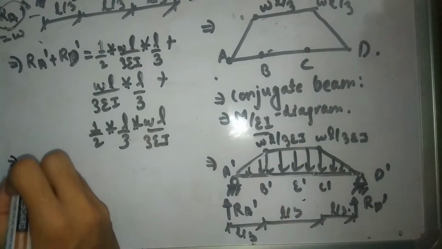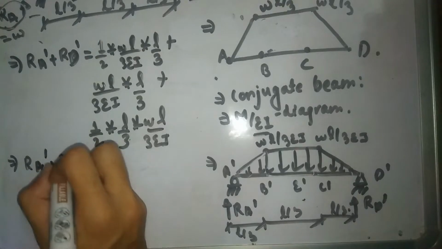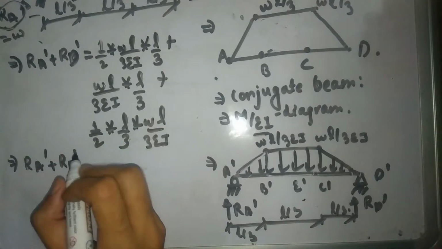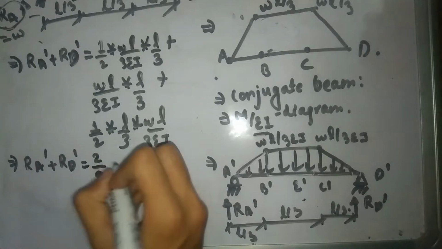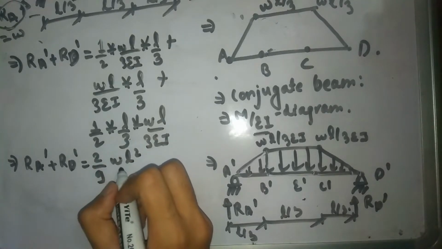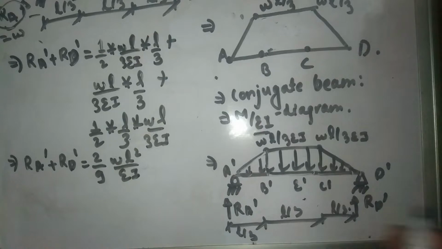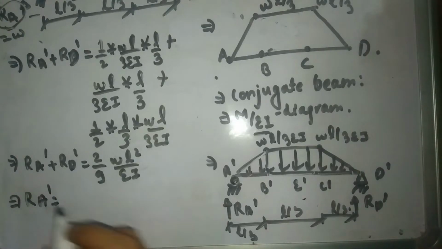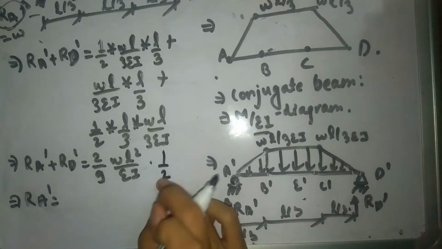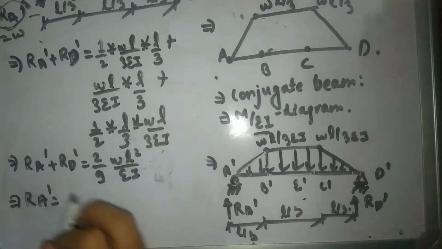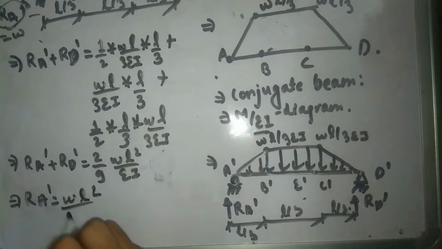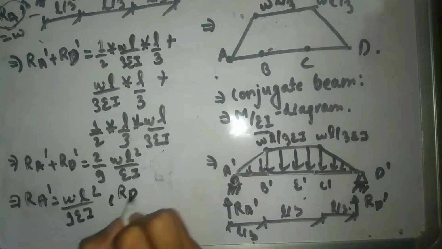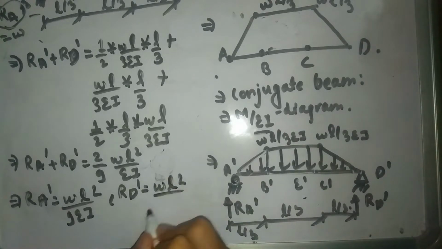So on solving this, I'm going to get RA dash plus RD dash equals 2 by 9 WL square by EI. So as I explained before, for this simply supported case, the reaction is going to get halved. So simply RA dash will be equal to 1 by 2 of that, which means if I halve it, my reaction is going to be WL square by 9EI. This is a simple trick, and RD dash equals WL square by 9EI.